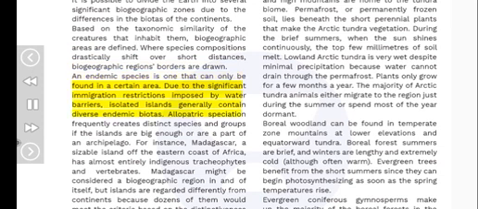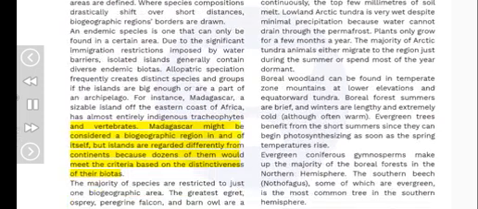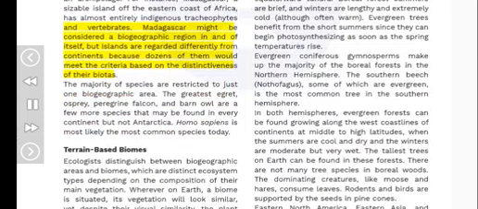Due to the significant immigration restrictions imposed by water barriers, isolated islands generally contain diverse endemic biotas. Allopatric speciation frequently creates distinct species and groups if the islands are big enough or are a part of an archipelago. For instance, Madagascar, a sizable island off the eastern coast of Africa, is almost entirely indigenous tracheophytes and vertebrates. Madagascar might be considered a biogeographic region in and of itself, but islands are regarded differently from continents because dozens of them would meet the criteria based on the distinctiveness of their biotas.